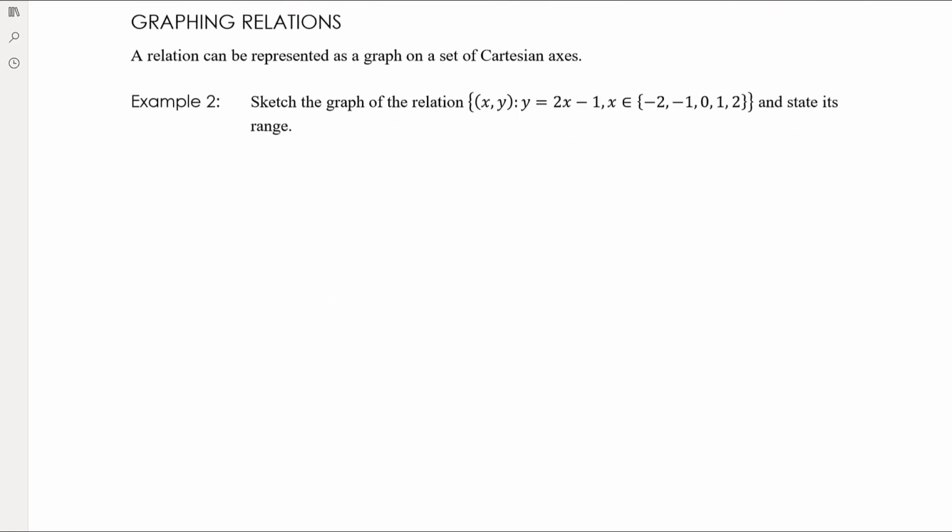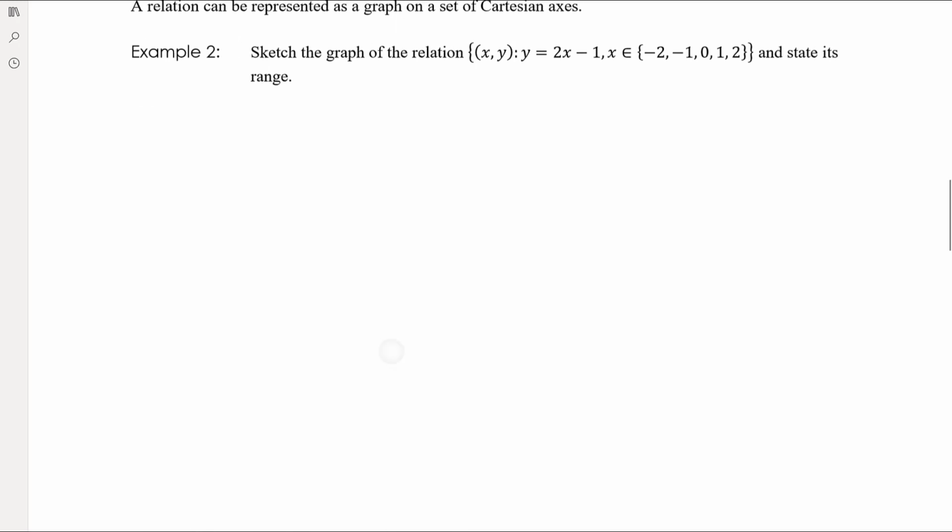Okay, so a relation can be represented on a graph, on a set of Cartesian axes. As we said right at the beginning, anything we can draw on the Cartesian plane is a relation. So we could sketch the graph. Alright, so sketch the graph of this relation and state its range. Okay, so we've got a set of ordered pairs. That's just telling us it's a relation that follows this rule, y equals 2x minus 1, but only for these x values, when x equals -2, -1, 0, 1, and 2.